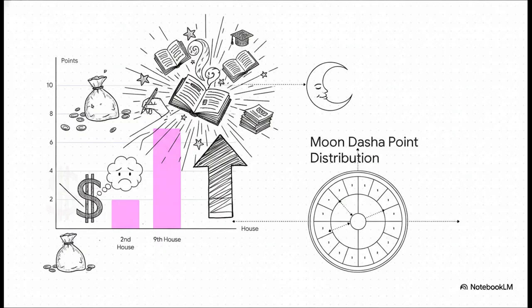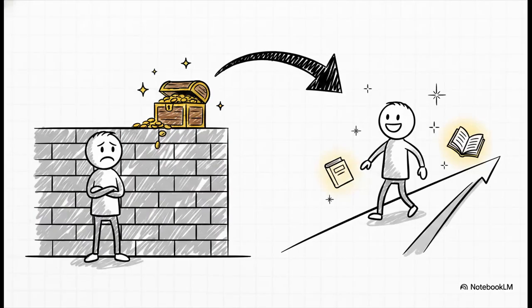However, look at the 9th house of higher learning. It grants an overwhelming 7 points. That makes it an absolute powerhouse time for teaching, writing, and education. So what's the actionable takeaway here? Instead of banging your head against the wall chasing wealth for years and getting totally frustrated because you only have 2 points, pivot. Lean hard into higher learning and teaching, where you have 7 points. That is where you're going to find flow, immense satisfaction, and genuine success.